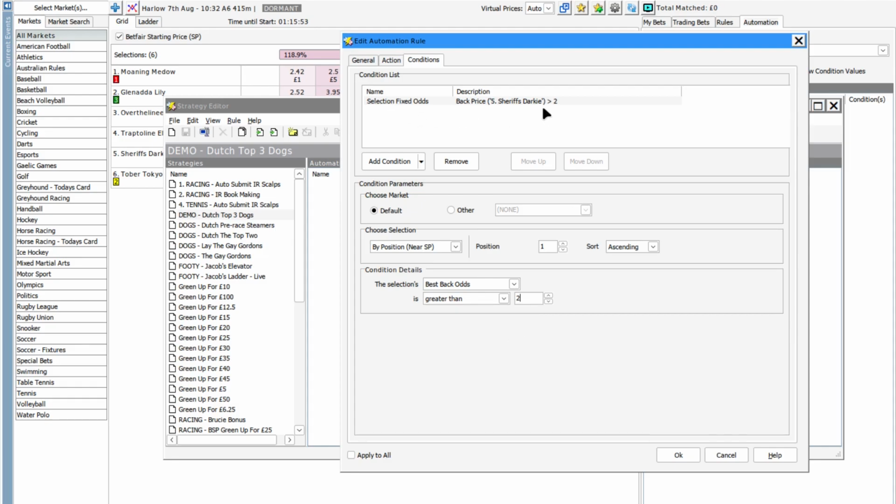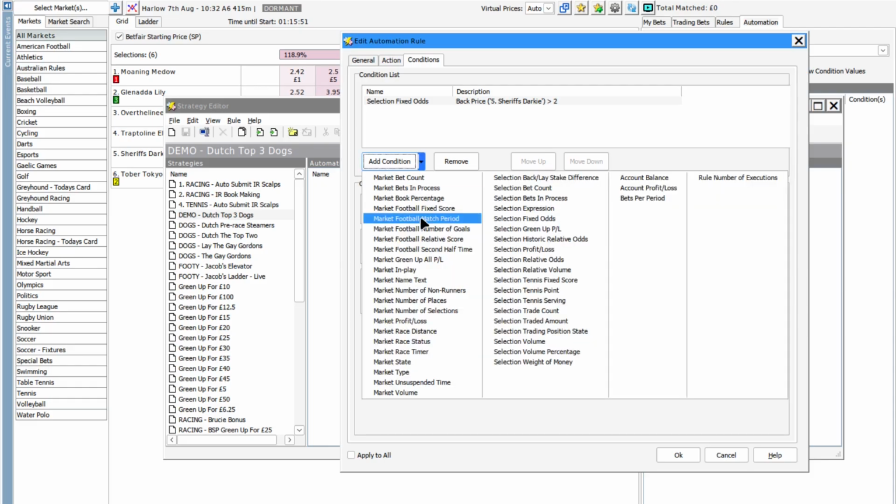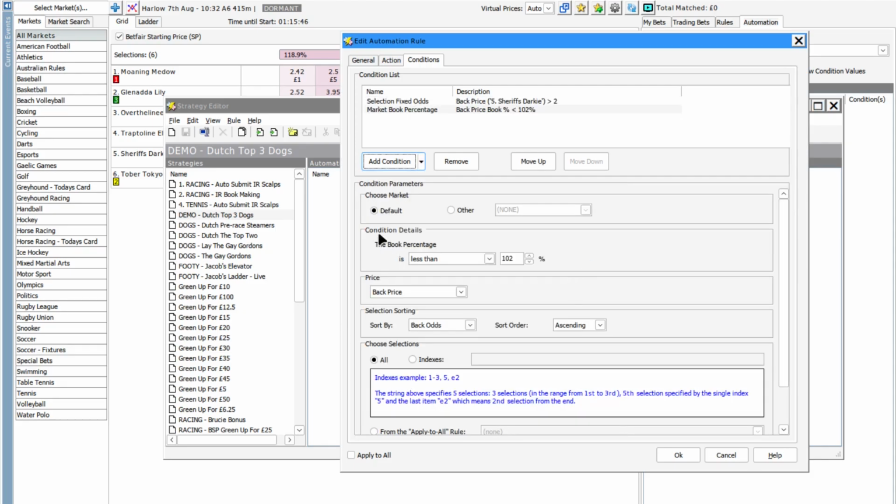You can achieve a similar type of thing if you use the market to book percentage option, and using this you specify the book percentage you want. So let's go with 90%. Anything less than 90% will give you a reasonable profit. You may still gain a profit if that figure is above 90%, but the profit is going to be relatively small compared to your stake.